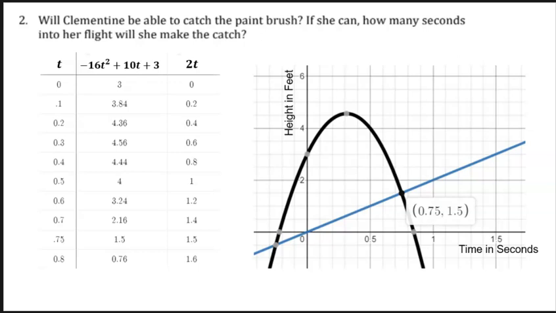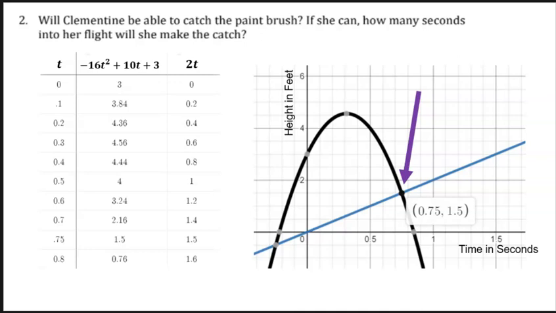Question 2 is asking if Clementine will be able to catch the paintbrush. We can see from the graph and the table that there is a moment in time where Clementine and the paintbrush will be at the same height. On the graph, we look at the point where the two graphs cross. We can see that they actually cross in two different places, but in this context, we need positive times and positive heights. It would not make sense for Clementine to catch the paintbrush in the past underground. That point is not in our practical domain or practical range.